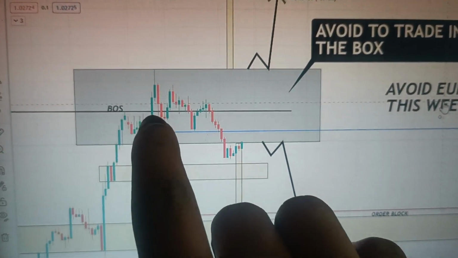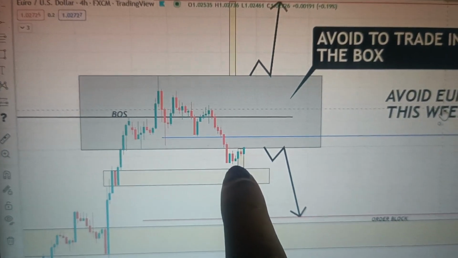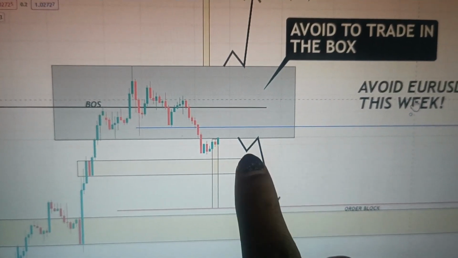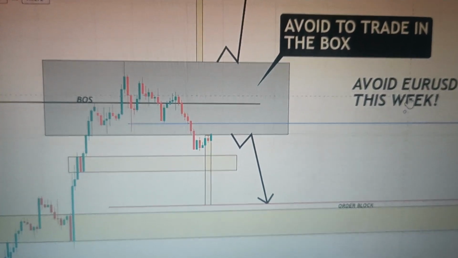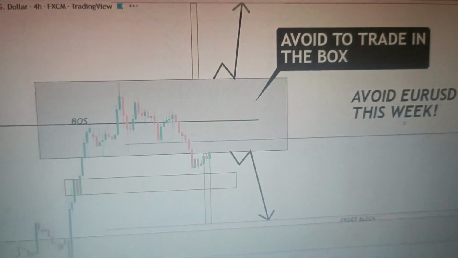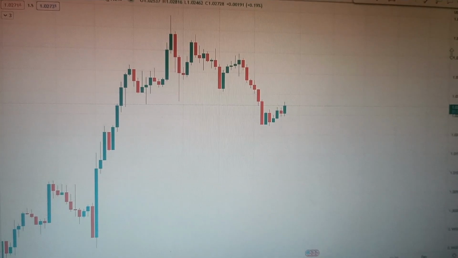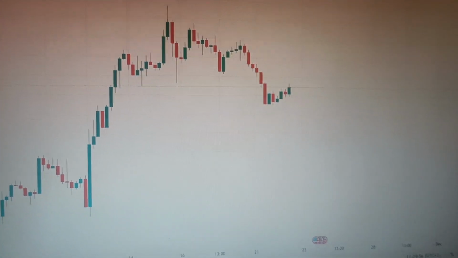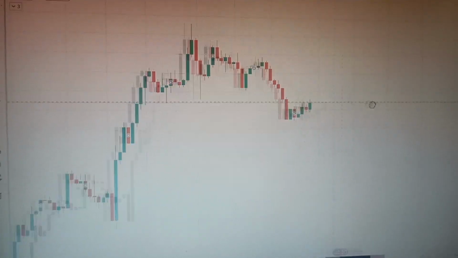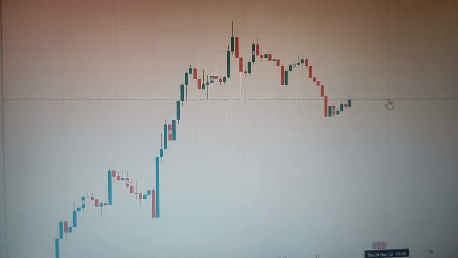Imagine you placed a buy here because it did break of structure. Now you'll be on drawdown. So there are pairs that you don't want to get involved in until it gives you an entry. So let's go to Euro USD. Let me take a different pair that is clean. This is Euro USD on 4 hour, and when I was doing my analysis, I spotted something very tricky, and I believe euro will be our currency to avoid this week.